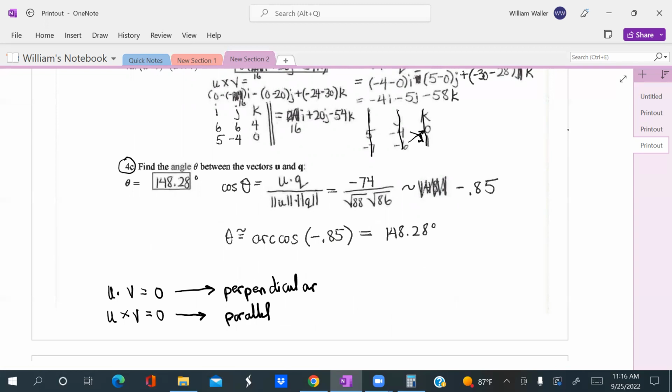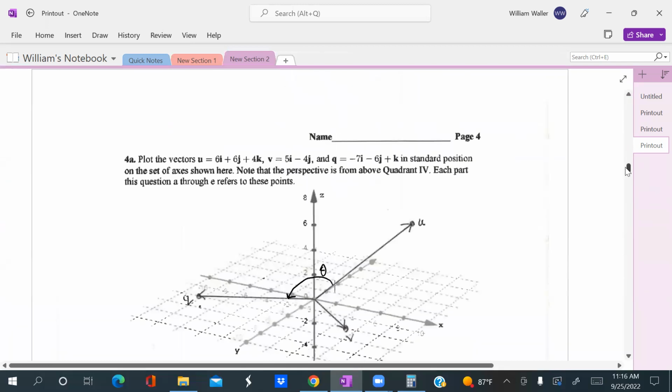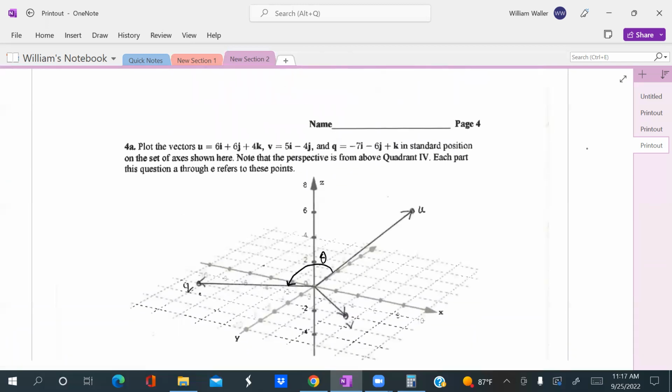Then just take the arc cosine, and that gives you 148.28 degrees as the angle. Looks about right. So I think our graph here is not too bad. That certainly looks like it could be 148 degrees in that picture.